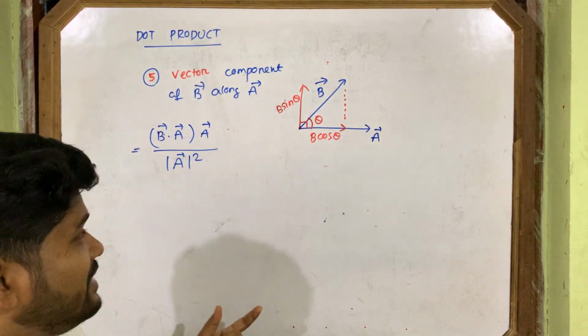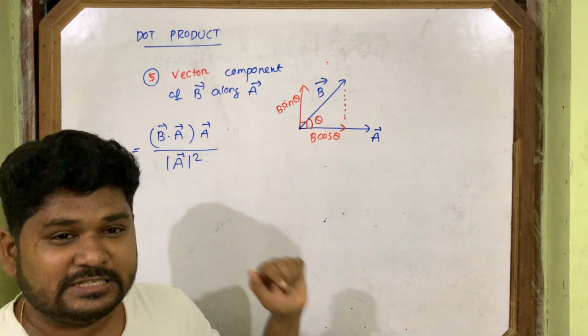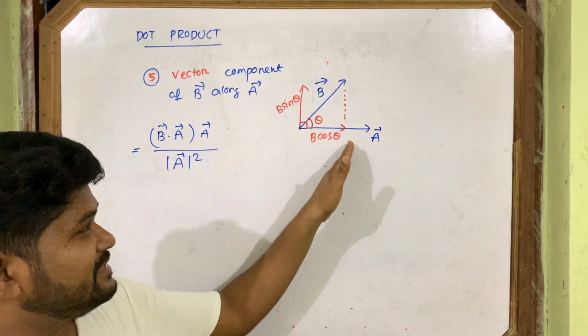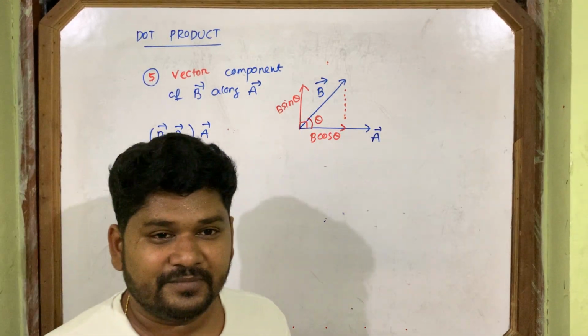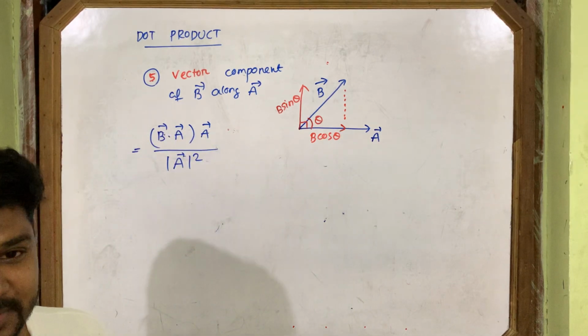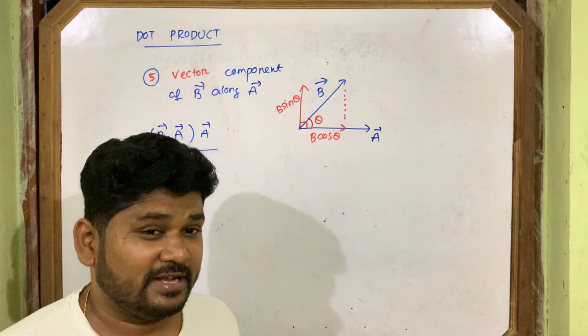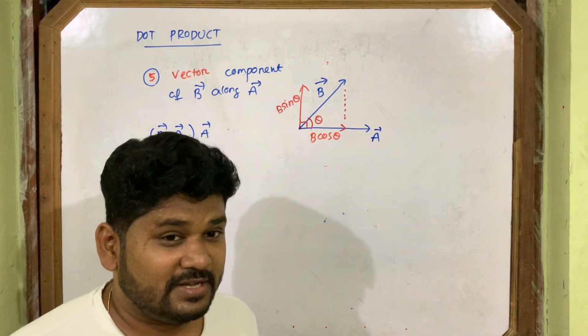Is the answer coming to your mind that I will find theta using application number 2? Because A is given, B is given, I will find theta, then I will write B sin theta. No, you will not get the answer if you do like that. You will never get the answer if you do like that. But there is a very easy way you can do it. What is the other way?